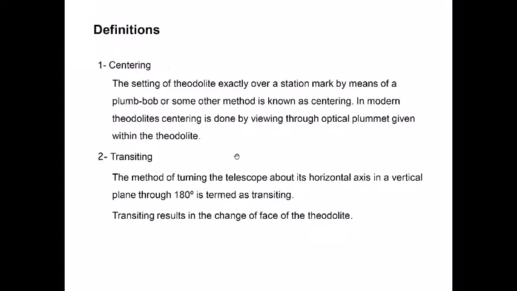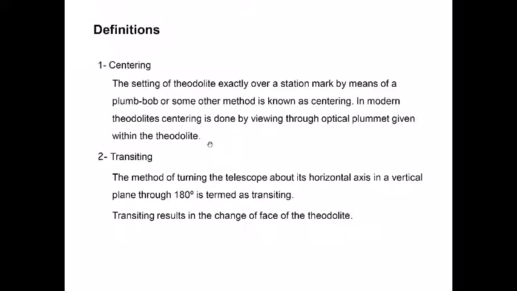So now let's see some terms. Centering. Centering is setting of your theodolite exactly above a station point. This is extremely important because if you're not centered above a station point, you won't be getting an interior angle. You would be getting some other angle. So it's very important to do this. And like we discussed, this is possible by using the optical plummet that allows you to do it in a very accurate way.